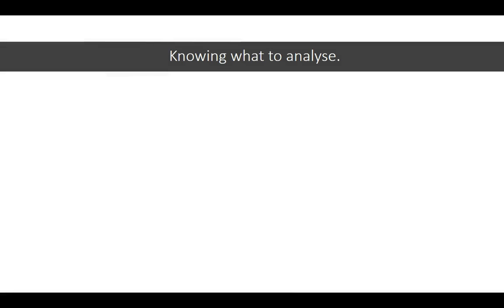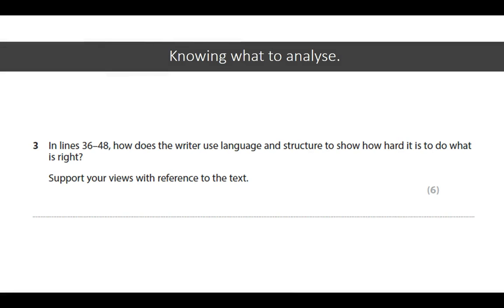So in terms of knowing what to analyse, this comes really from understanding and being able to interpret the question. On your screen you can see a very typical question 3. The first thing to say is that you need to identify the line reference. You are only going to be asked to analyse a very short section of the 19th century extract. It will be between 10 and 15 lines. Make sure you know which bit you need to go to and look at in detail.